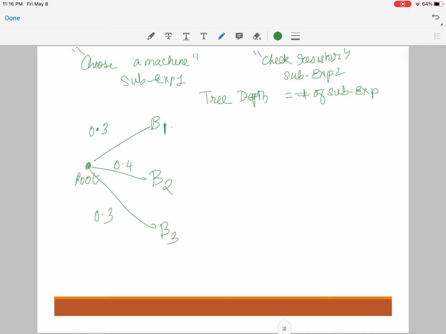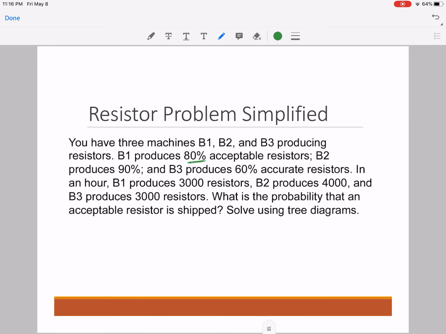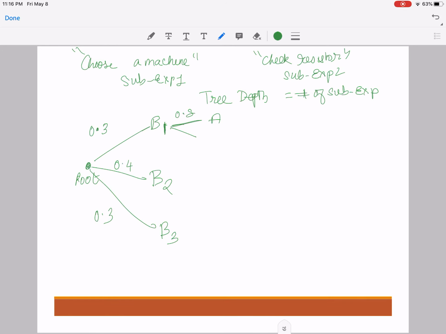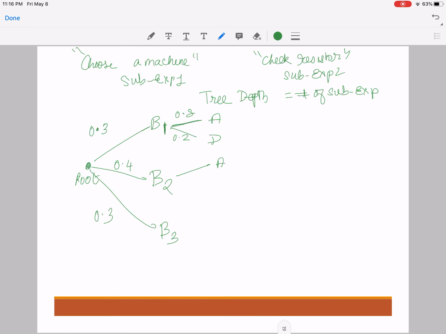If I were to choose B1, I will get an acceptable resistor with probability 0.8. That's what is given to you. B1 produces 80% acceptable resistors, and it's going to be defective with probability 0.2. Whereas B2 produces 90% acceptable resistors. So if I were to choose B2, probability that the resistor is acceptable will be 0.9, whereas it's going to be defective with probability 0.1. Similarly, B3 produces acceptable resistors with probability 0.6, so it's going to produce a defective resistor with probability 0.4.